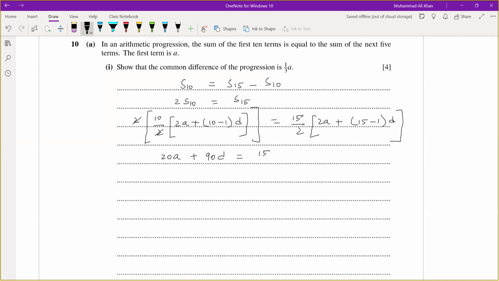Here it is 15 over 2. In the bracket, 2a plus 14d. Now, 20a plus 90d equals, 2 common, so 15 in the bracket, we have a plus 7d. Now, 20a plus 90d equals 15a plus 15 multiplied by 7. 15 multiplied by 7 is 105.